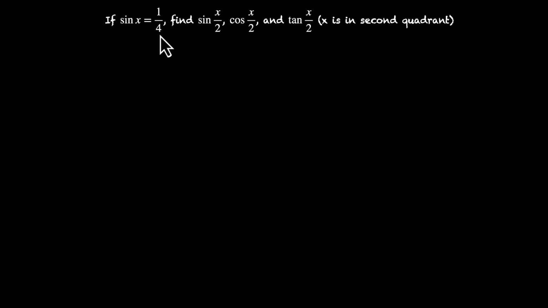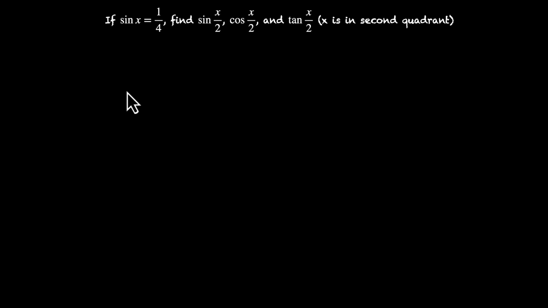If sin x is equal to 1 by 4, find sin x by 2, cos x by 2 and tan x by 2. We're also given that x is in the second quadrant. So pause the video, try this on your own. Okay, let's do this together.